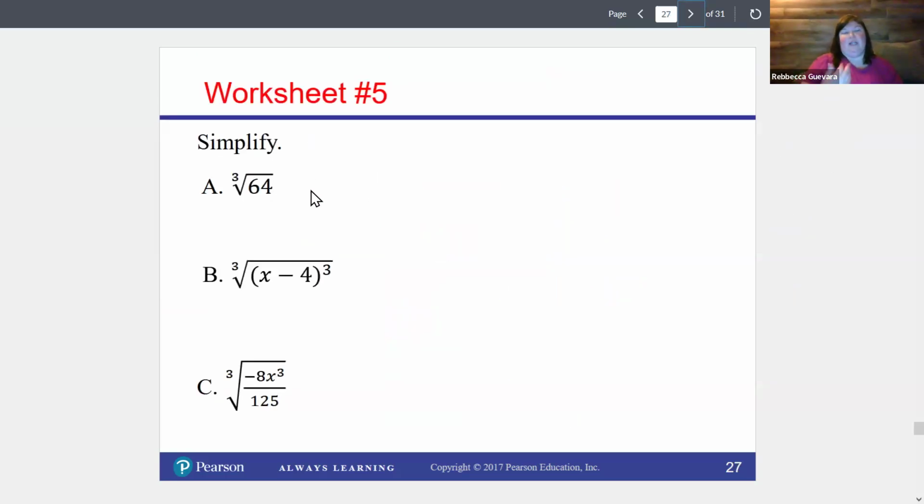So just take a moment and apply some of these rules to these ones. So we have the cube root of 64. I'm going to end up accidentally telling you that one already. The cube root of x minus 4 cubed. So remember, we have this property. And then the cube root of negative 8 x squared over 125.